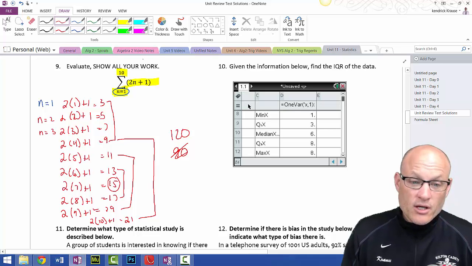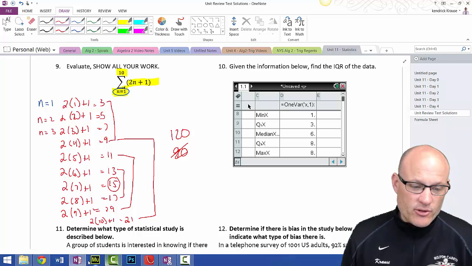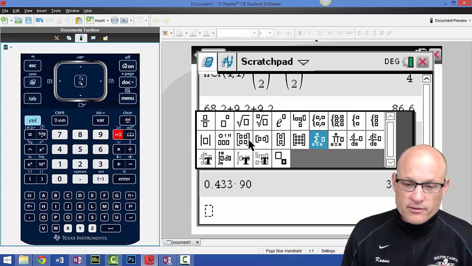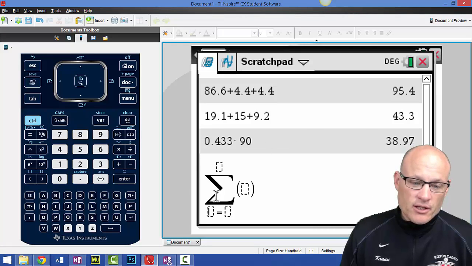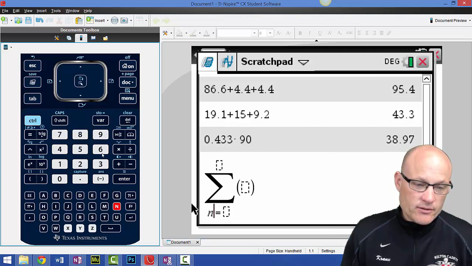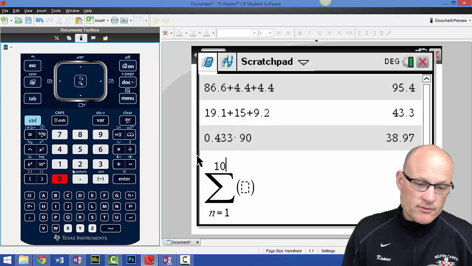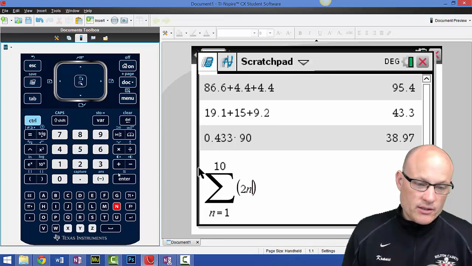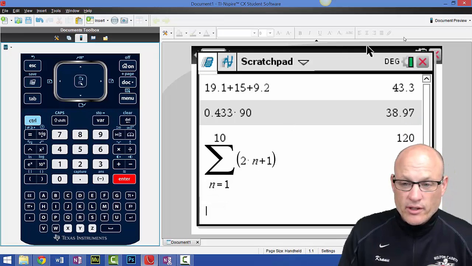10. Whatever. But the other thing is, and you're going to be able to do this on Monday, is to come over to your calculator, go into the summation button, and down here you'll put N, 1, 10, and then 2, N plus 1, hit enter. Oh yeah, it's 120. I got it right.